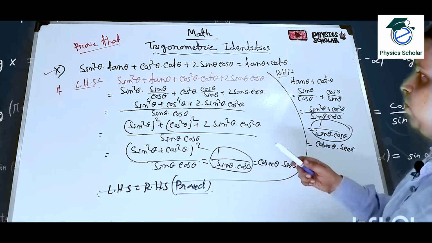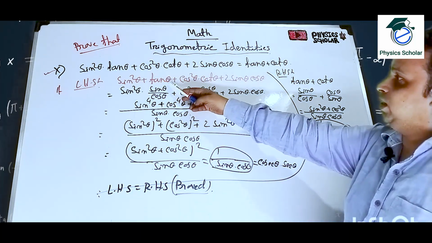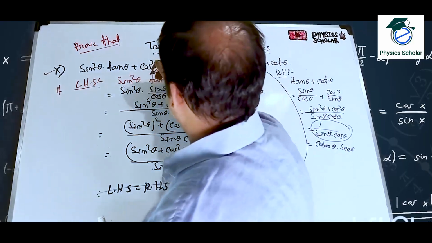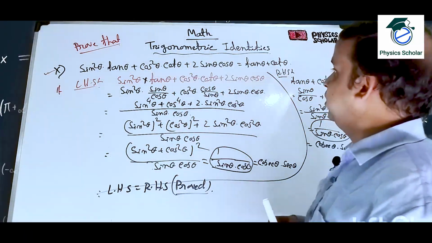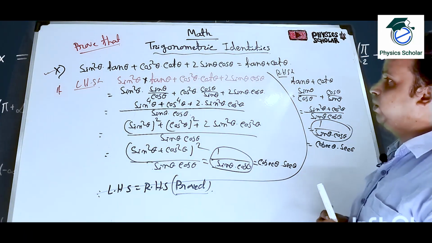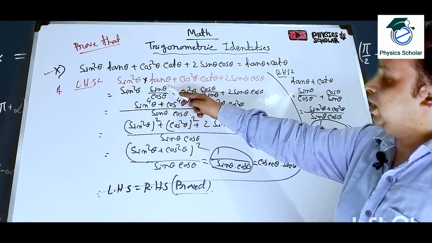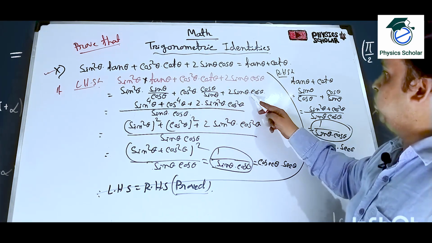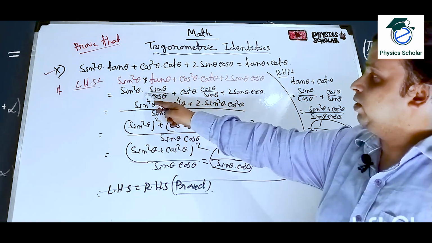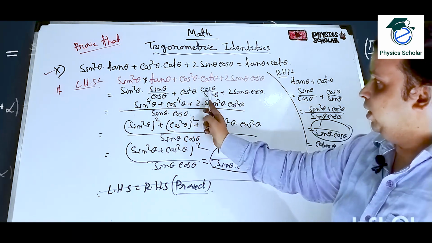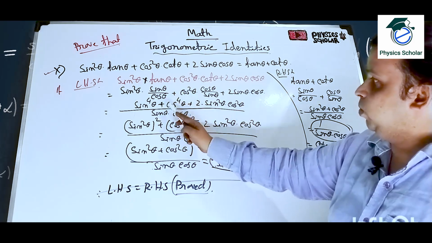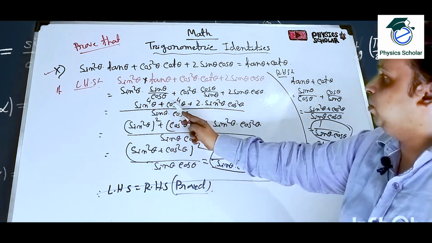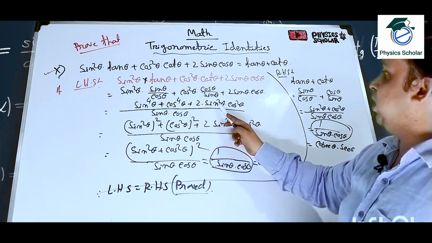So students, now see what is given. Sin square theta into tan theta plus cos square theta into cot theta plus 2 sin theta cos theta. So sin square into tan theta means sin by cos, plus cos square into cot theta means cos by sin, plus 2 sin theta cos theta. Now with sin theta cos theta as the LCM, cos theta will be cancelled. So sin cube theta into sin theta means sin to the power 4 theta. Similarly cos to the power 4 theta plus 2 sin square theta cos square theta.